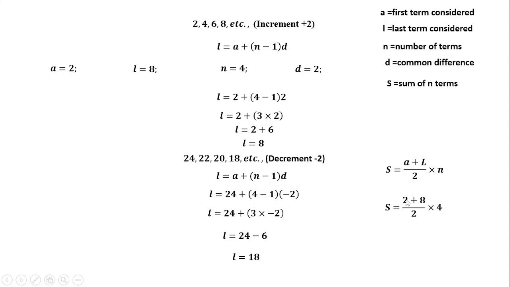So if I simplify, 8 plus 2 is equal to 10. So I can get S is equal to 10 by 2 into 4. If I simplify further, I can get 10 by 2 as 5. So 5 into 4 is equal to 20. So the sum of 2, 4, 6, 8 is 20. Now you can cross check manually. Here 2 plus 4 is equal to 6, 6 plus 6 is equal to 12, 12 plus 8 is equal to 20. We can utilize this formula for large or complicated numbers also, and we can easily get the sum value for the progression, which is known as arithmetic progression.